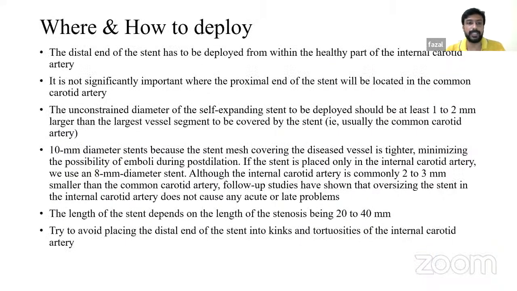So where and how to deploy the stent? You should see that the distal end of the stent has to be deployed within the healthy part of the internal carotid artery. It is not significantly important where the proximal end of the stent is located in the common carotid. The unconstrained diameter of the self-expanding stent to be deployed should be at least 1 to 2 mm larger than the largest vessel segment to be covered. The length of the stent depends on the length of the stenosis, ranging from 20 to 40. And always try to avoid placing the distal end of the stent into kinks or tortuosities of the ICA.